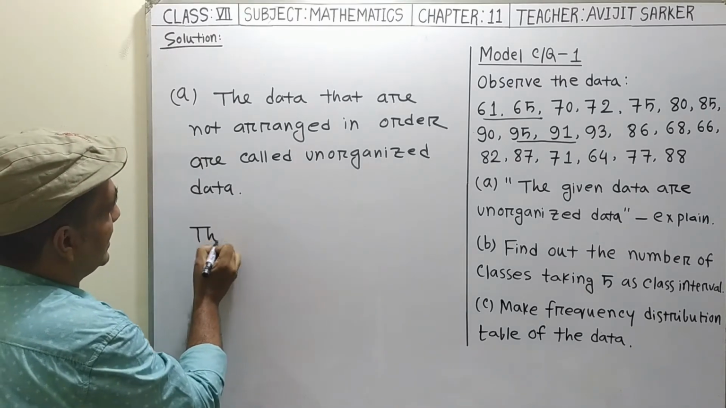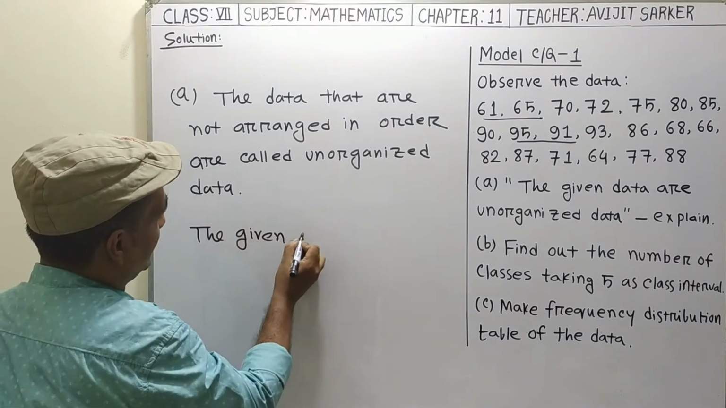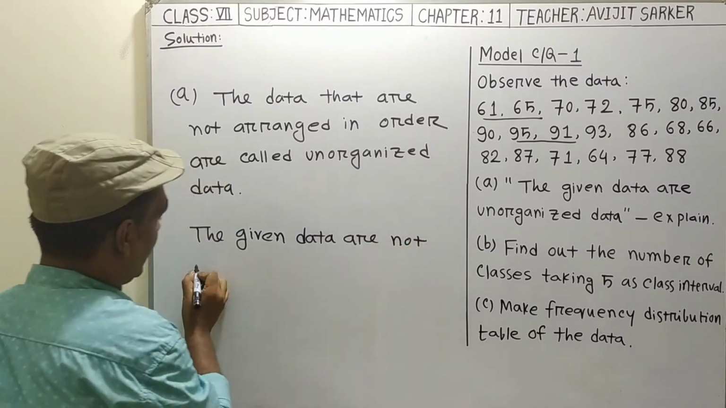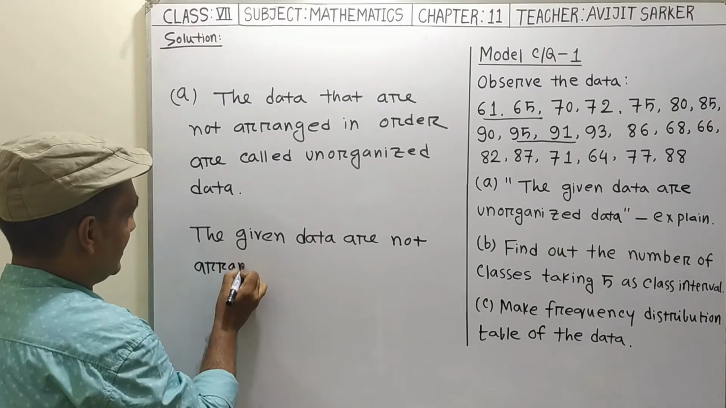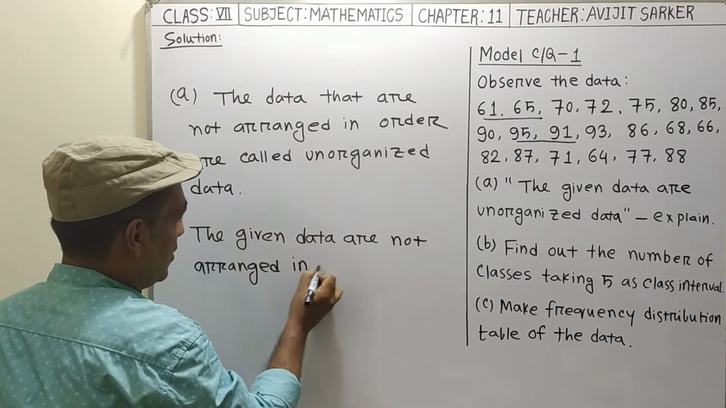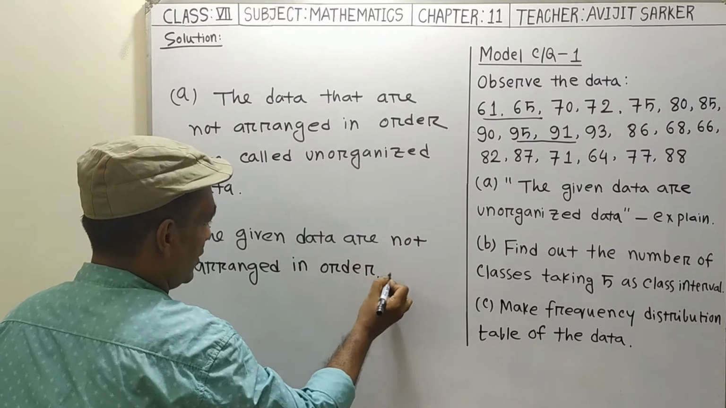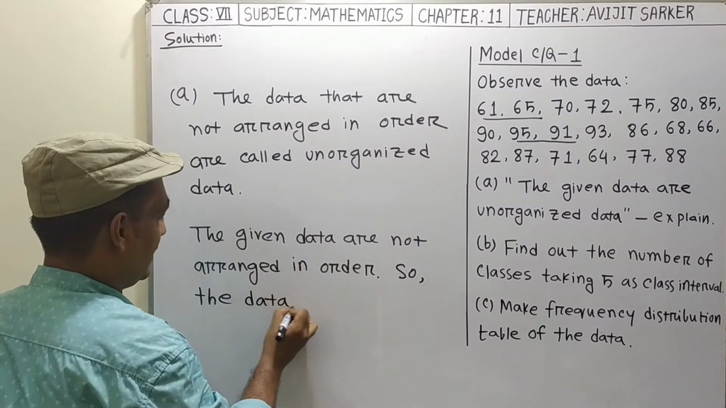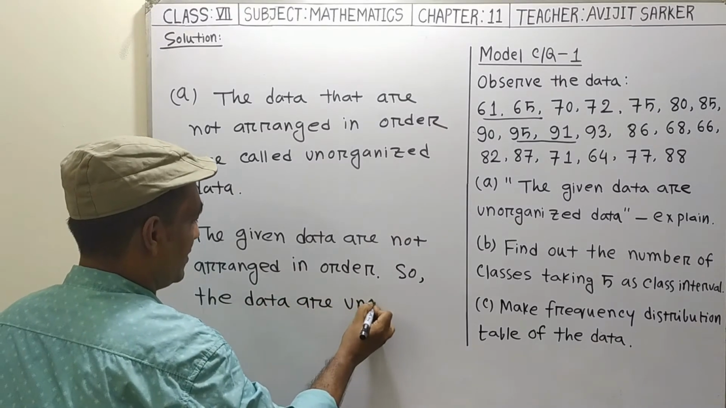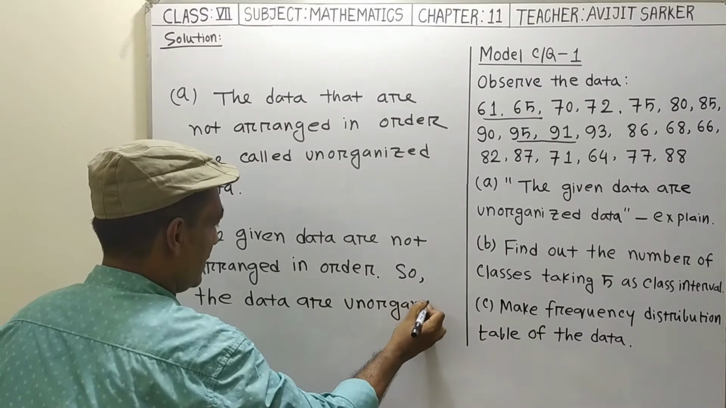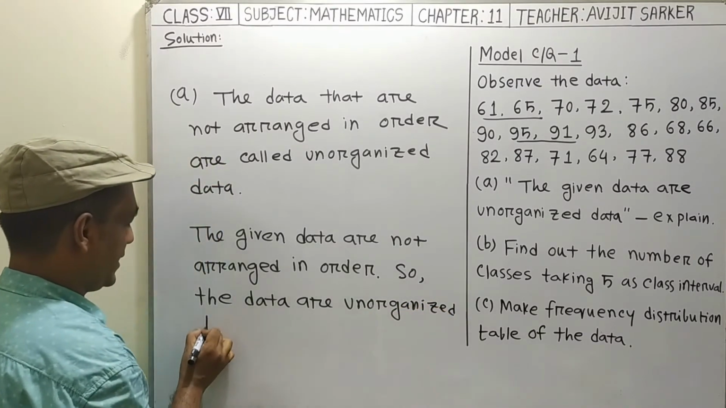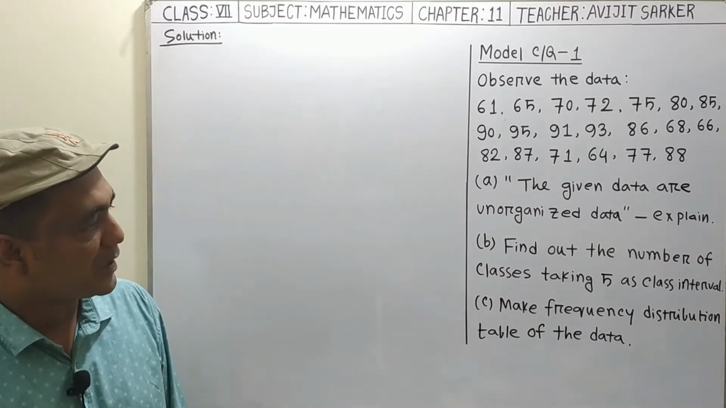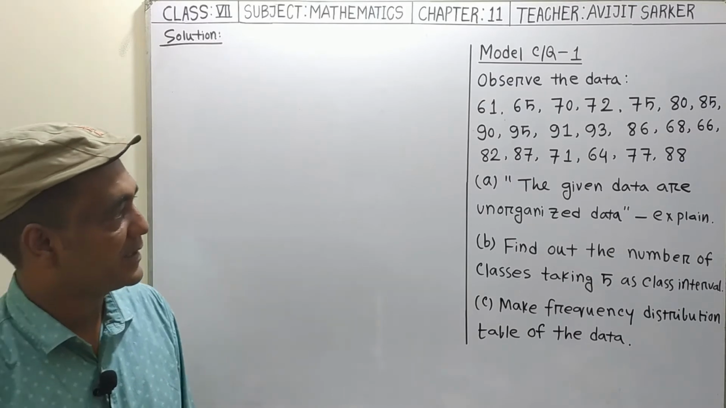The given data are not arranged in order. So the data are unorganized data. This is the solution. Question B, find out the number of classes taking 5 as class interval.